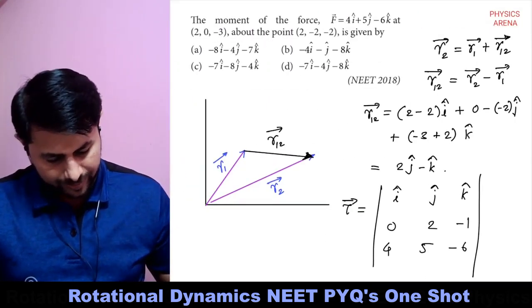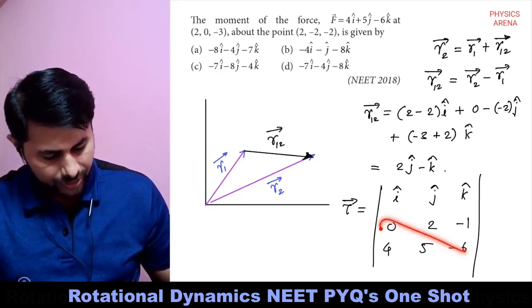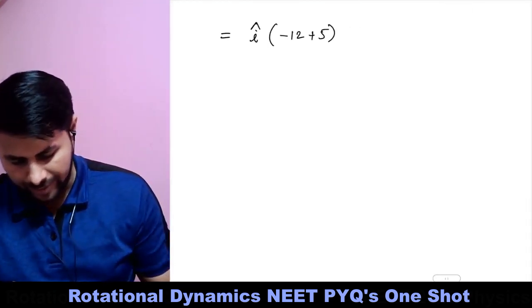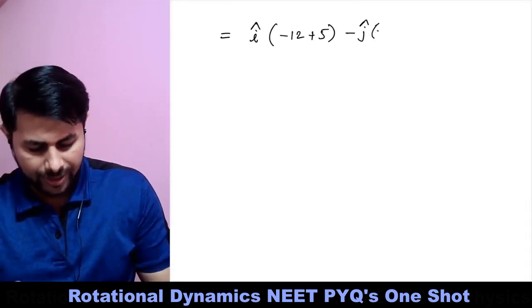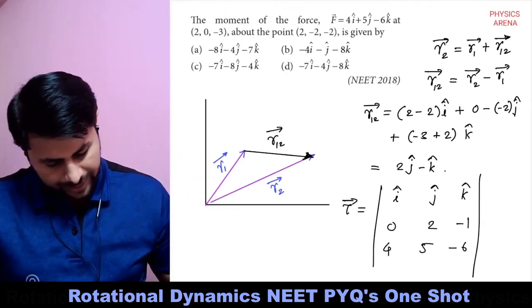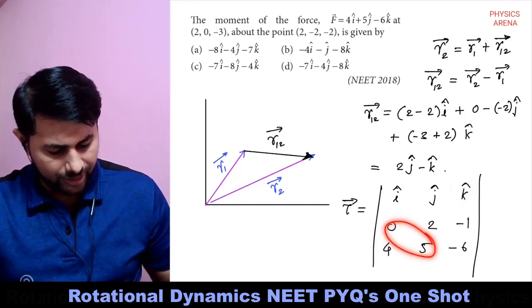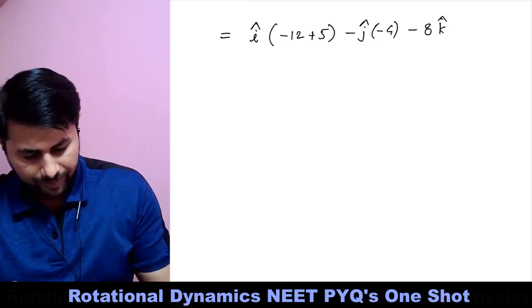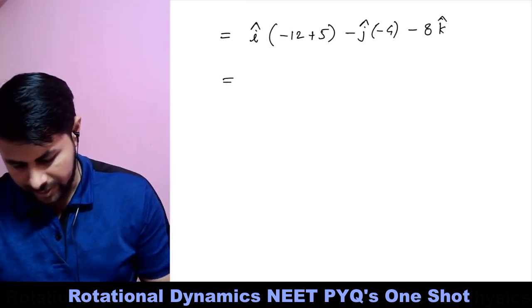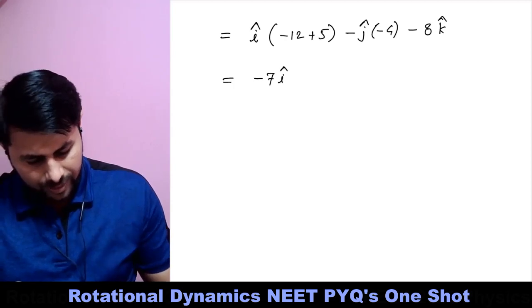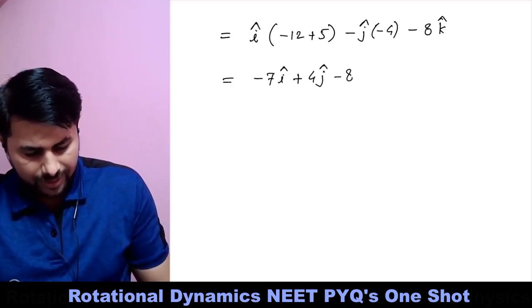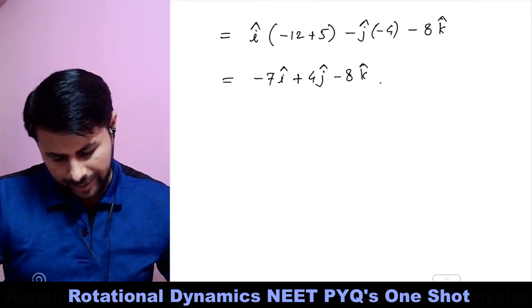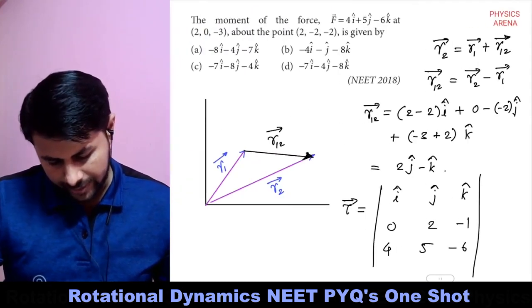Then j cap multiplied by we have 0 into minus 6, so that's 0, minus 4 times minus 1. So it is minus j multiplied by 4 times minus 1, which is minus 4. And then k cap multiplied by 0 times 5 minus 4 times 2, which is minus 8. So minus 8 k cap. So let's check. It is minus 7 i cap, plus 4 j cap, minus 8 k cap. This is the answer.